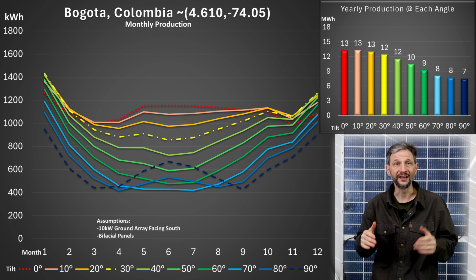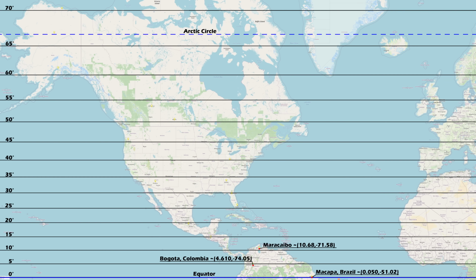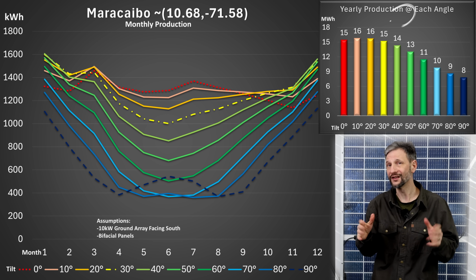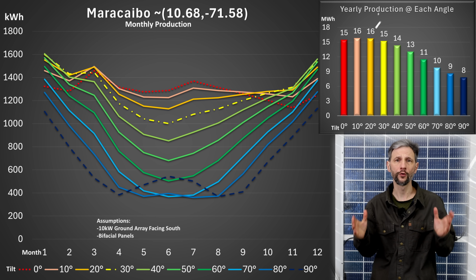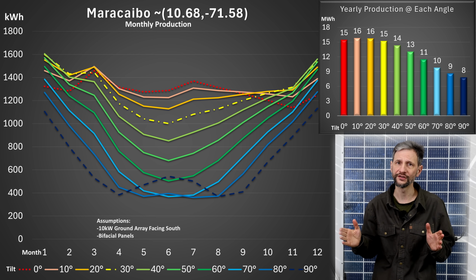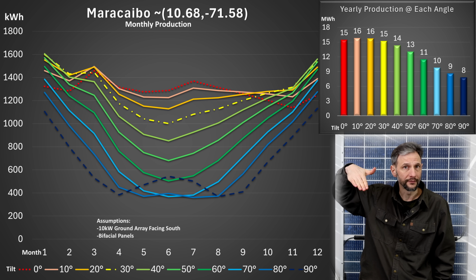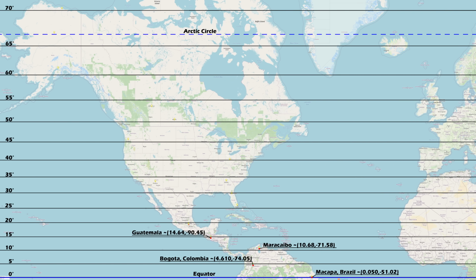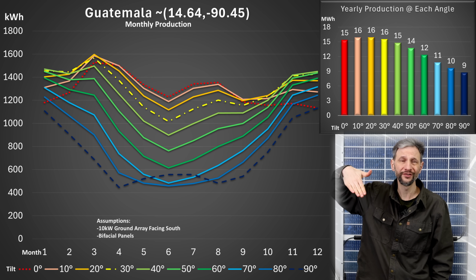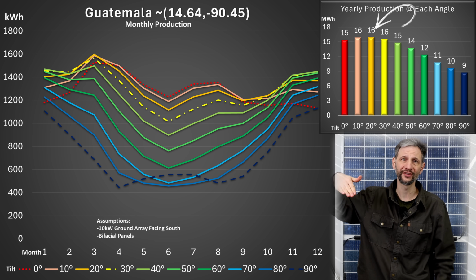And that's easy to see as we move up to 10 degrees latitude, where we have yearly totals exceeding 15 megawatt hours. However, horizontal is no longer the winning strategy. The best yearly production is between 10 and 20 degrees now. Moving up in the world to 15 degrees latitude, a 20-degree tilt is still the best monthly balance and the best yearly output.